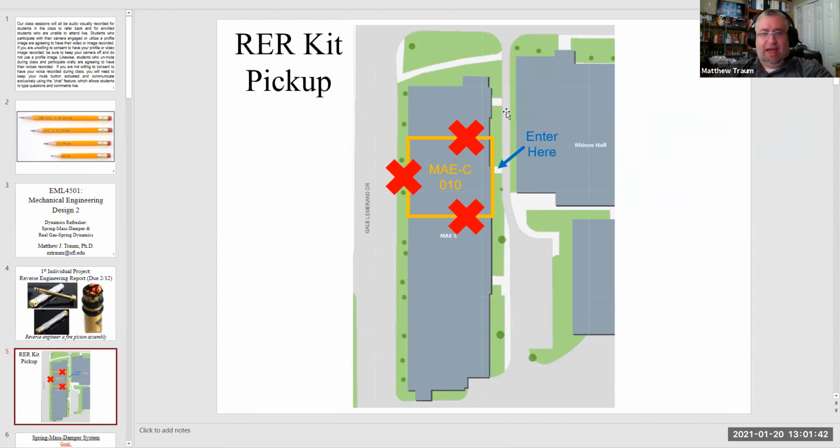There's a little alleyway, kind of a one-lane road, between MAEC and Ryan's Hall. If you go to the second door that you encounter as you walk south, that door should be unlocked. When you open that door, it'll open right into MAEC 010, which is the design lab. Noel has set up right there at that door a table that has the reverse engineering report kits in boxes. You get the fire piston assembly, a set of calipers, and some safety glasses. We've talked about why in the past you need safety glasses as you're working on the RER artifact.